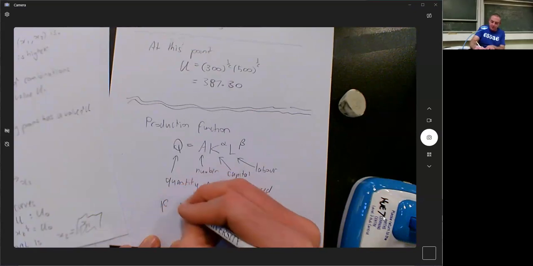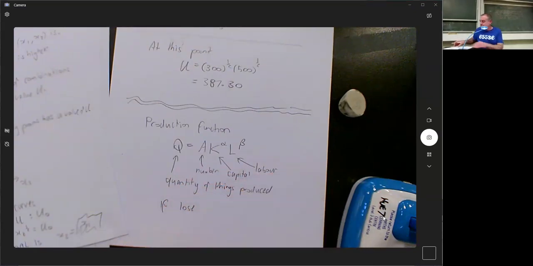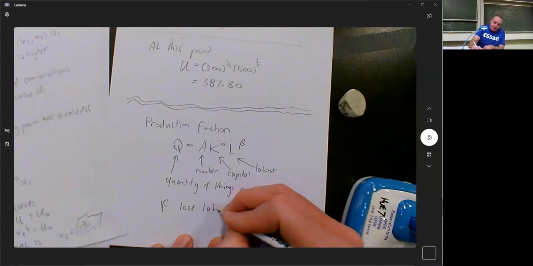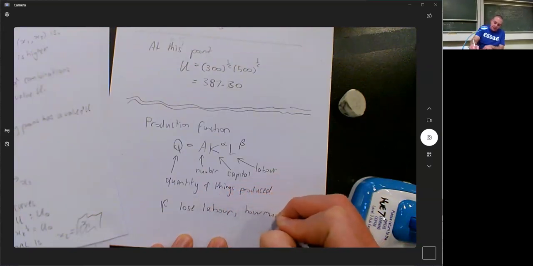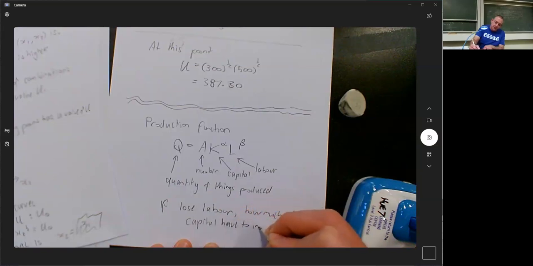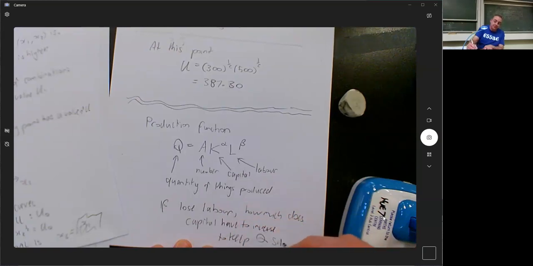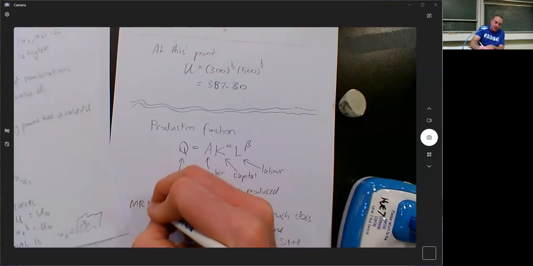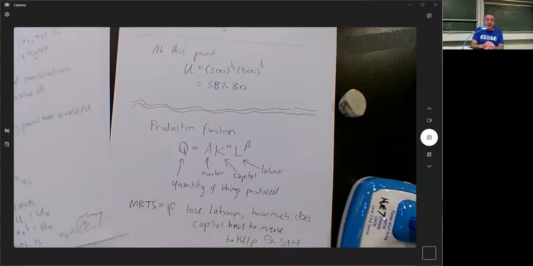So if we lose capital, how much labor? If we lose labor, how much capital do we need? How much does capital have to increase to keep the quantity the same? And that's the marginal rate of technical substitution. But it's exactly the same idea. And you do the same formula, but with K's and L's instead of X1s and X2s.